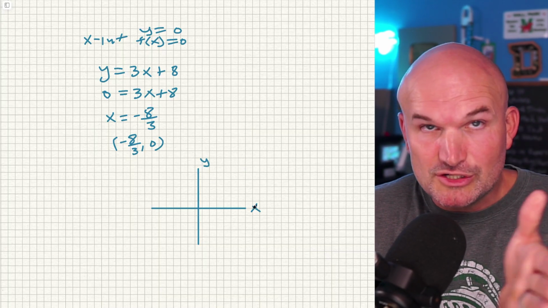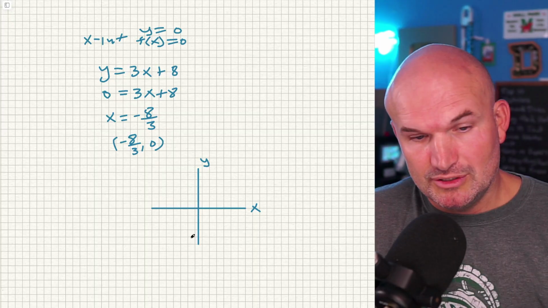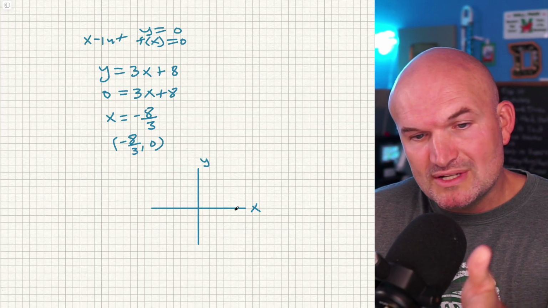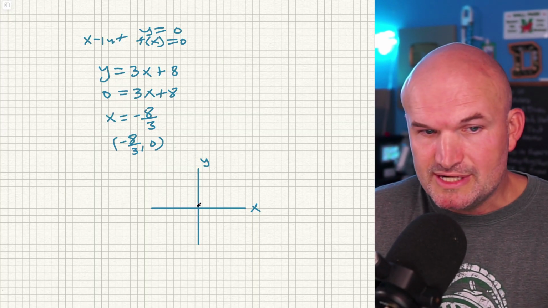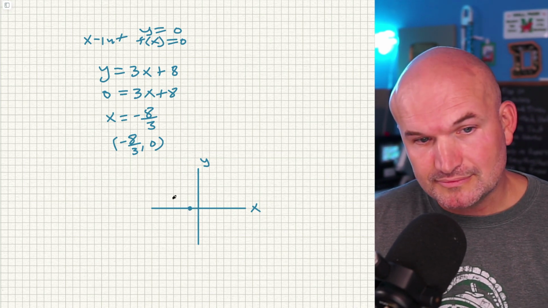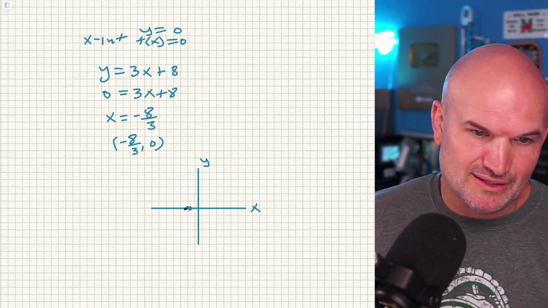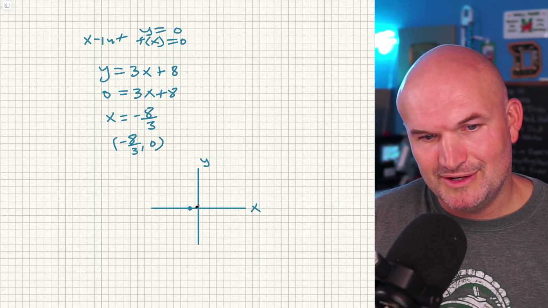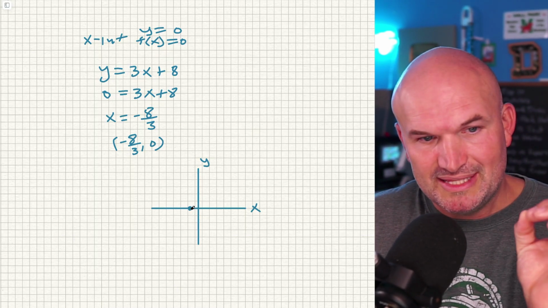Remember, these are just number lines, a horizontal number line and a vertical number line. On the horizontal number line, the y value is equal to 0. So I just go over negative 8/3, and negative 8/3 would technically be like, well, we're not doing tick marks here, but hopefully you see that would be the idea.